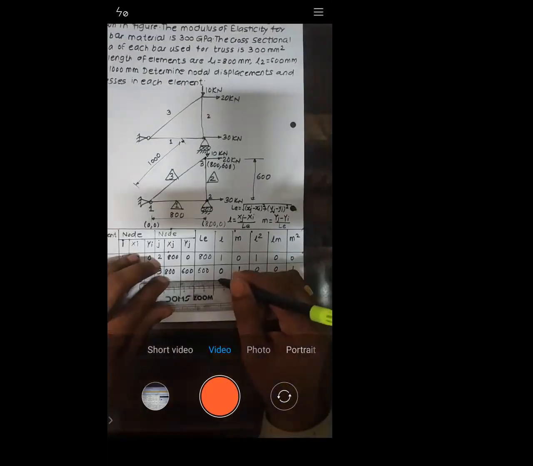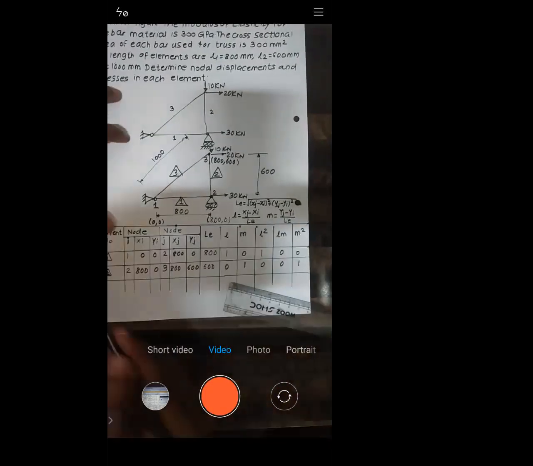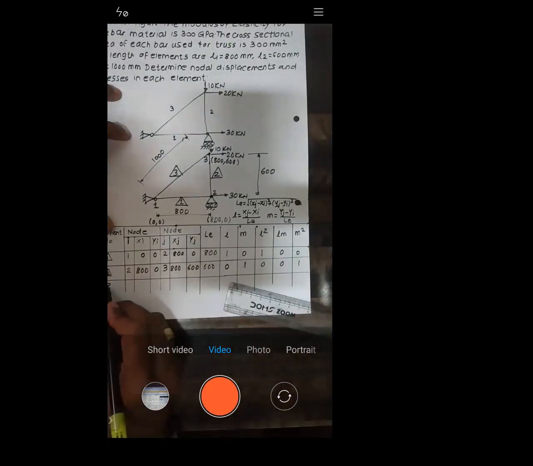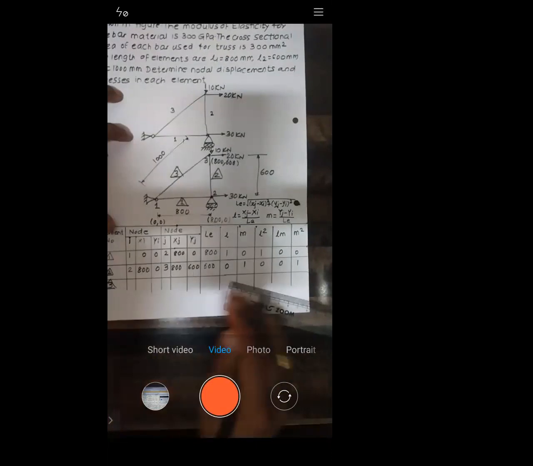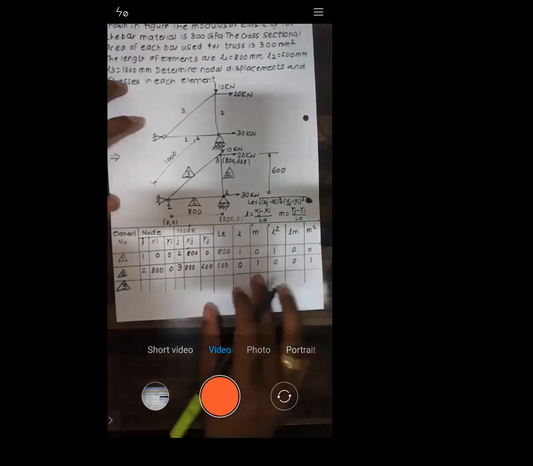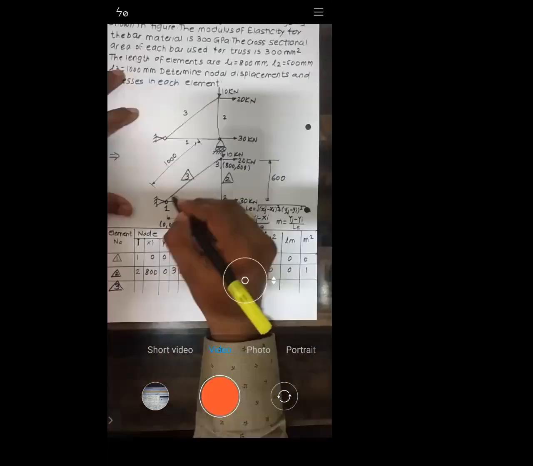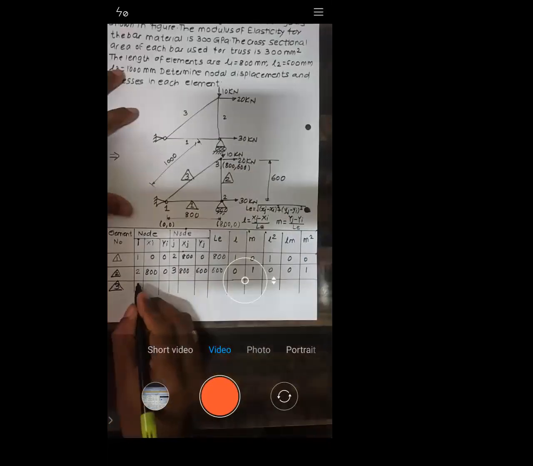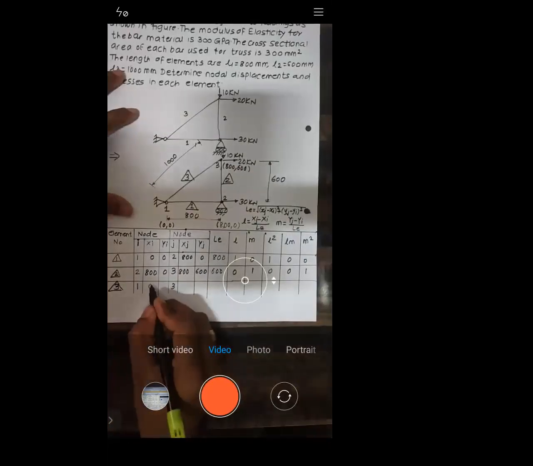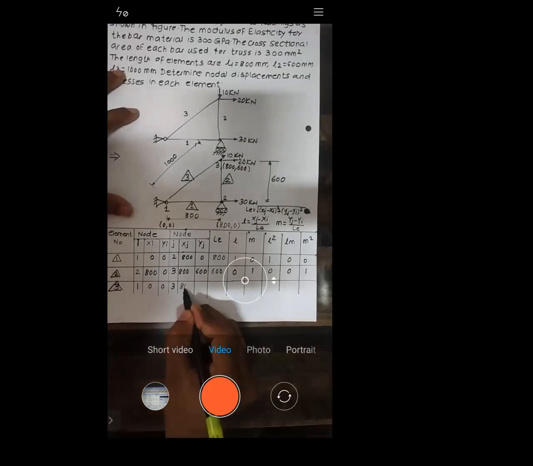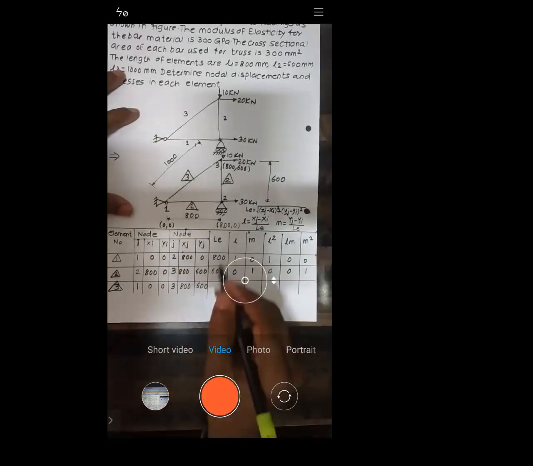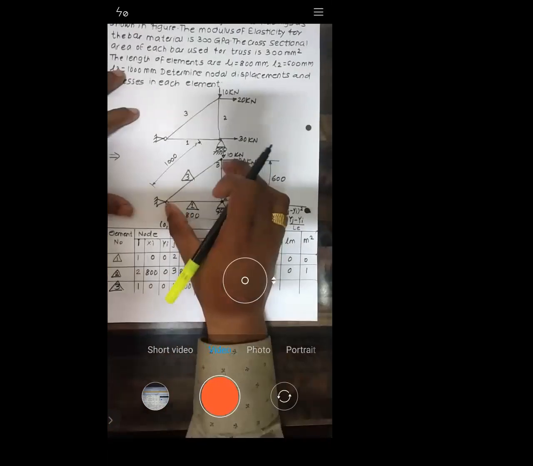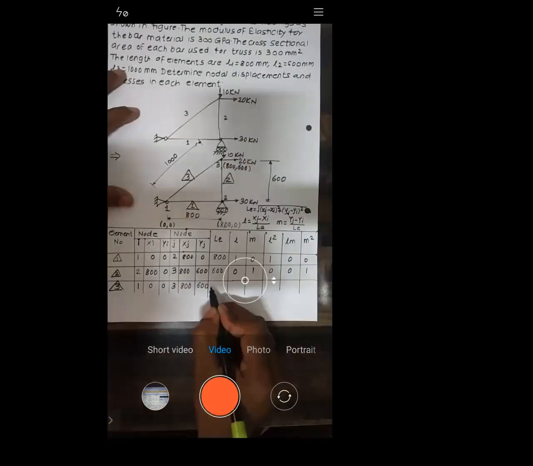Let me do it for element number 3. Element number 3 is between 1 and 3. For 1, coordinate is 0, 0. For 3, coordinate is 800, 600. What is the length of element number 3? It is given directly. It's 1,000, right?